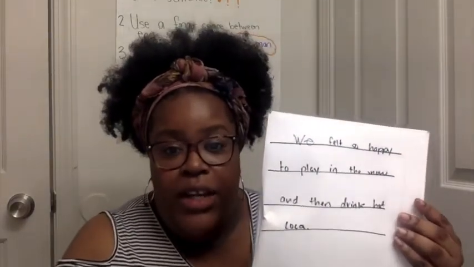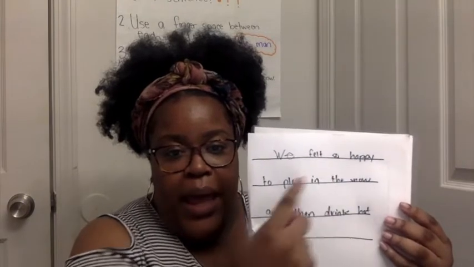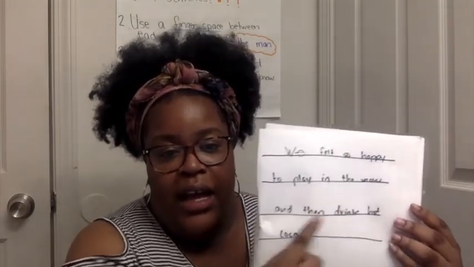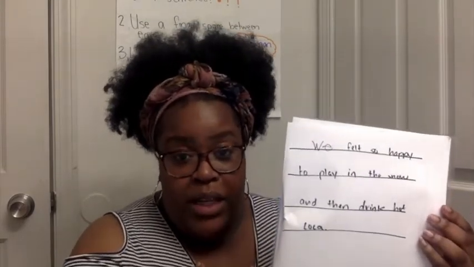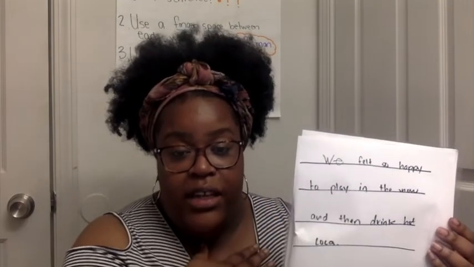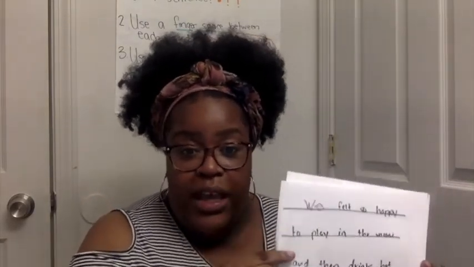Okay, friends, so watch at the end of my story. Watch what I wrote. I said, we felt so happy to play in the snow and then drink hot cocoa. So I added how because me and my sister were the characters, I added how we felt at the end, our feelings. You could also add what you were thinking. Because I could say, I thought it was so much fun to play with my sister. I could also write that.